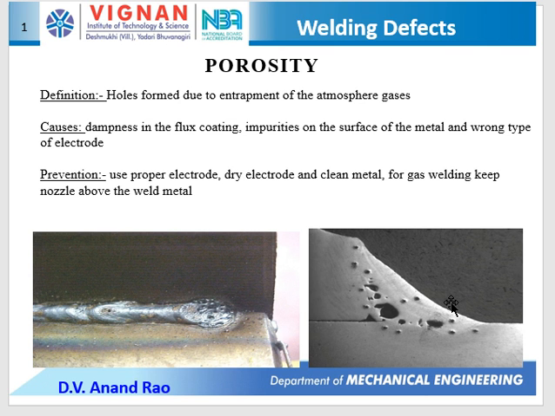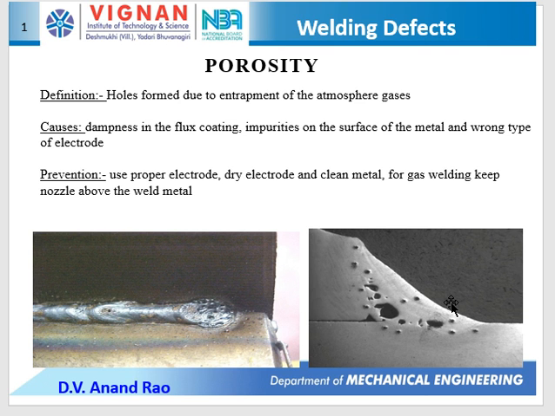Next one is porosity. Porosity is nothing but holes formed due to entrapment of atmospheric gases at the weld zone. These are formed due to different reasons. First one is dampness in the flux coating. Dampness is nothing but wetness of the flux coating which is coated on the outer surface of the electrode. Other main reasons are impurities on the surface of the metal and wrong type of electrode.